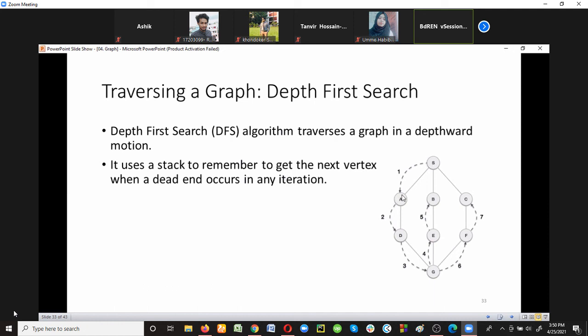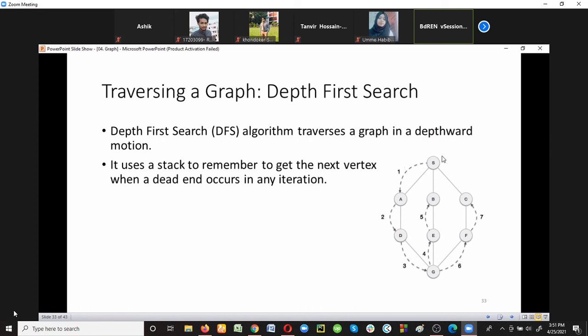After traversing that node A, we do not traverse the other adjacent nodes of S, B and C. We start from the top and go to the bottom, using only one direction. Now we are going from S to A, and A has only one adjacent node, so there is only one way. Our next node will be D. Now the next one will be G, and G has two adjacent nodes, E and F. We can take any one, E or F. In this way, we can traverse all the nodes.